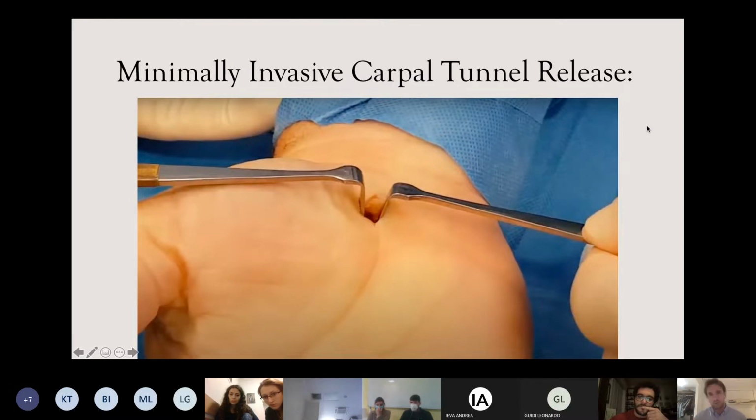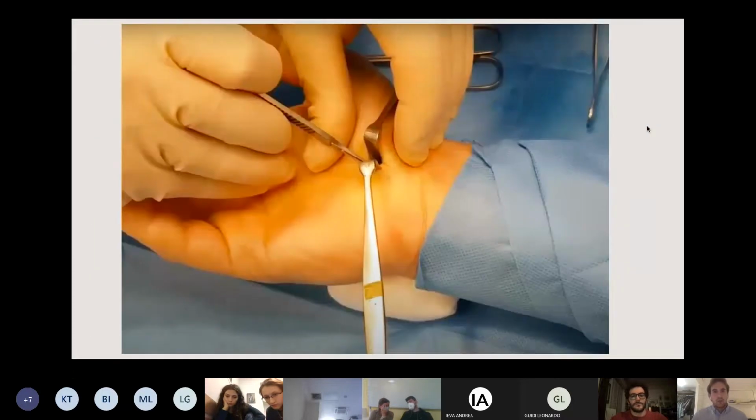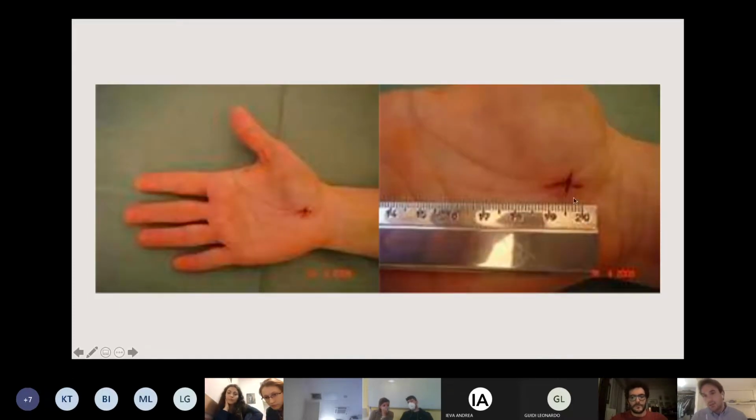There is also another minimal invasive approach to perform a carpal tunnel release, which is using an endoscope, so through an endoscopic approach. But I've never seen this approach in Istituto Ortopedico Galeazzi, thus I decided to not talk about that. Okay, you can see here the small incision of just 1 centimeter.